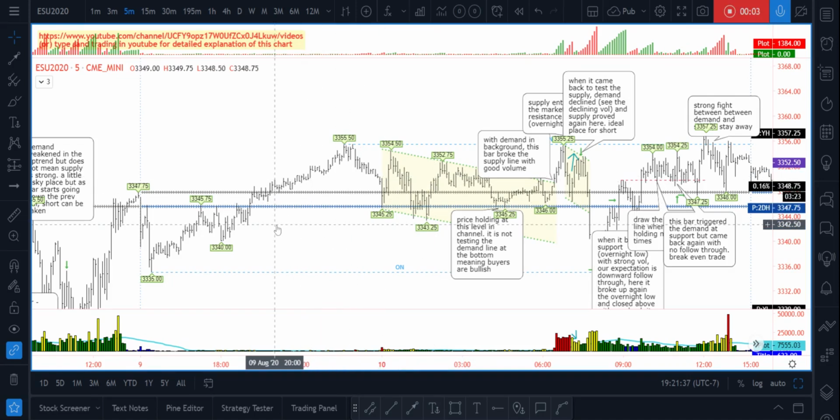Hi. So today we'll review the ES chart, the S&P futures. Today is August 10th. So I'm reviewing today's chart. I'm primarily going to focus on the US sessions. I'm going to quickly review the overnight session.